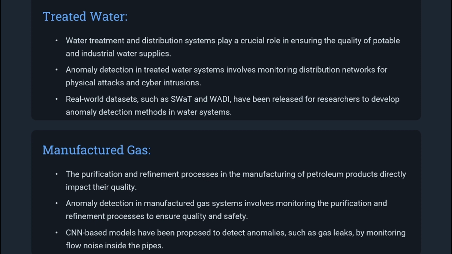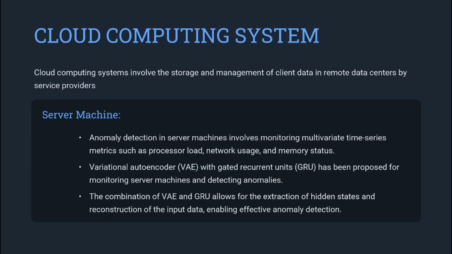Manufactured gas: the purification and refinement process in manufacturing petroleum products directly impacts their quality. So anomaly detection in manufactured gas systems involves monitoring the purification and refinement processes to ensure quality and safety. CNN-based methods have been proposed to detect anomalies such as gas leaks by monitoring flow noise inside the pipes.